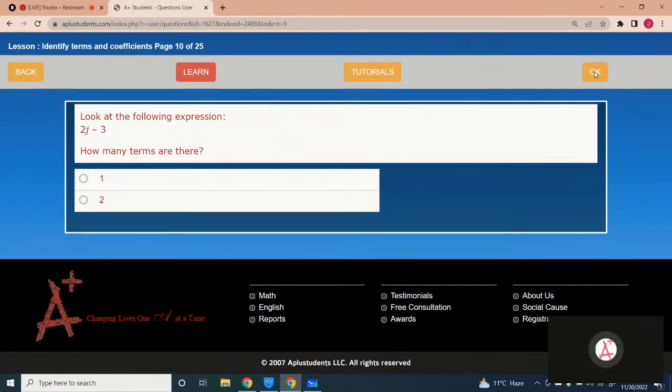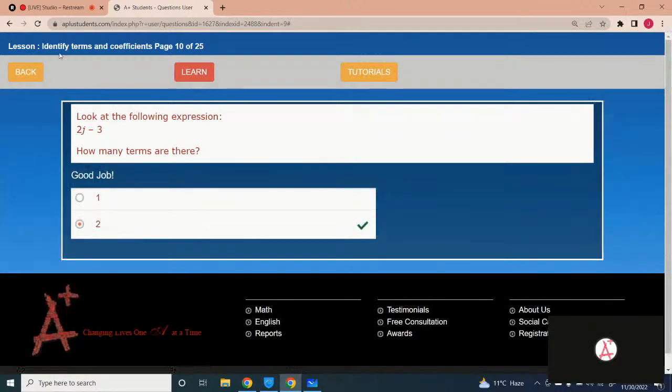Okay, look at the following expression, 2j minus 3. How many terms are there? Two terms. Got it? 2j and negative 3. So you have two terms here. Got it? Okay, you can complete the test by yourself later today.